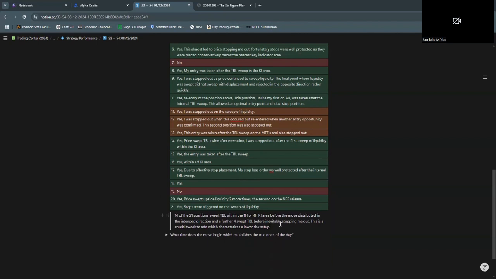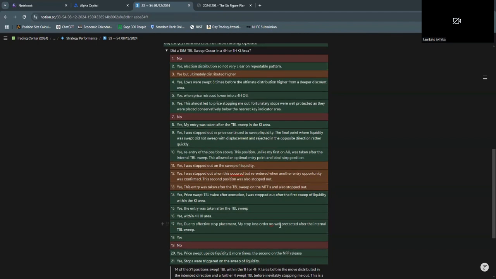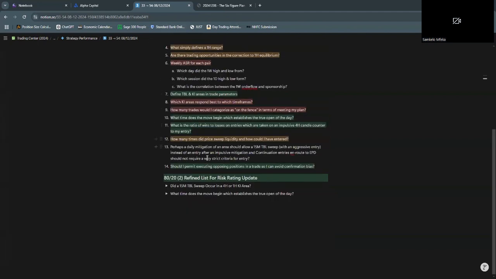And so that led me to conclude that this is a crucial tweak to add, which characterizes a lower risk setup, because it means that a majority of pairs are sweeping price on those micro time frames, sweeping highs, sweeping lows, before we either distribute in the intended direction or we get stopped out. But this is a key factor to consider in terms of whether a setup can be rated as high risk or low risk. So that's gone into the plan. I'll show you how in a bit.